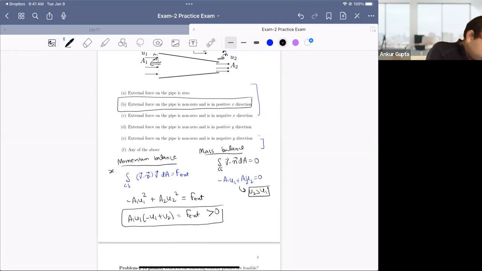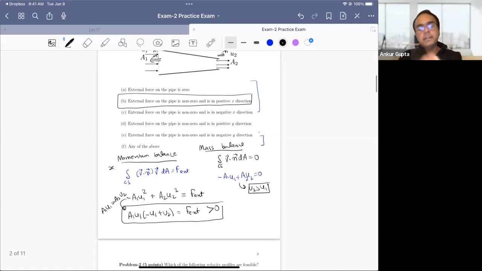What I've done is substitute A1 U1 is equal to A2 U2 to get A1 U1 times (U2 minus U1). Because U2 is greater than U1, because it's a converging pipe, I get F external is positive and it's in the x direction. So B is the correct answer. Okay, all right, so that was problem 1.